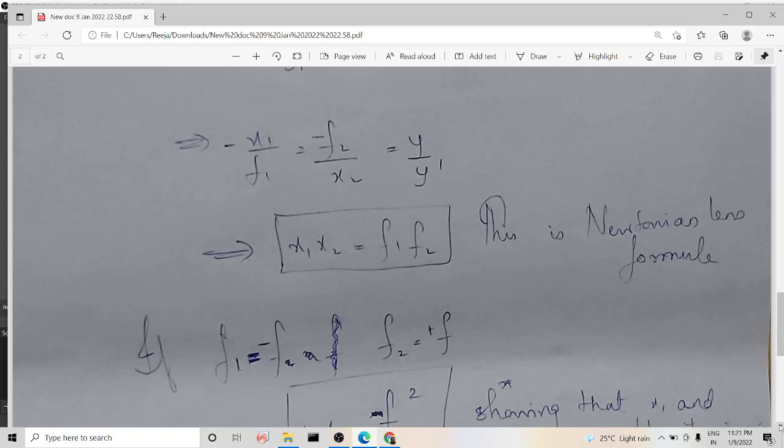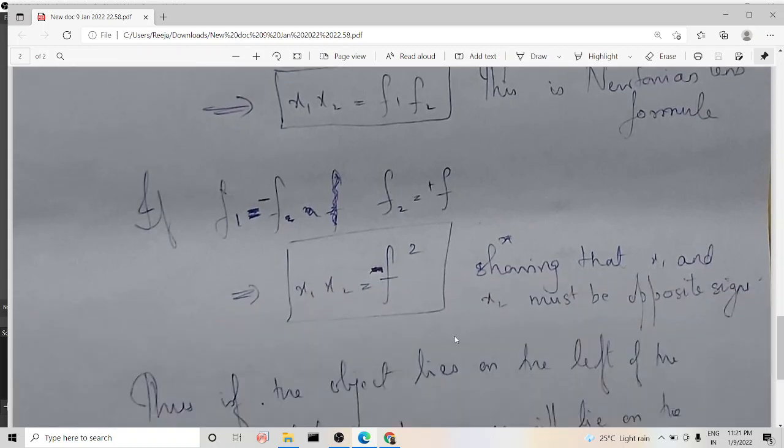Now suppose I consider the magnitudes of f1 and f2 to be equal. So the first principal focus f1 is minus f, and the second principal focus f2 is plus f because it is on the right. So what will I get? x1 x2 is equal to minus f into plus f, that is minus f square.